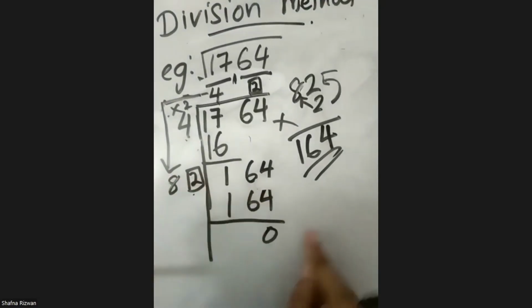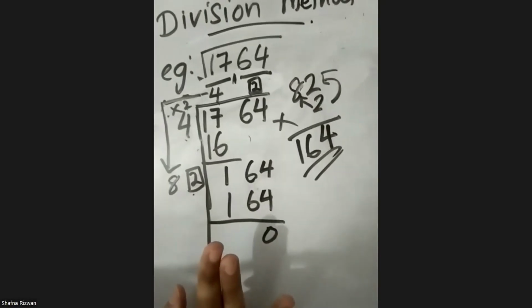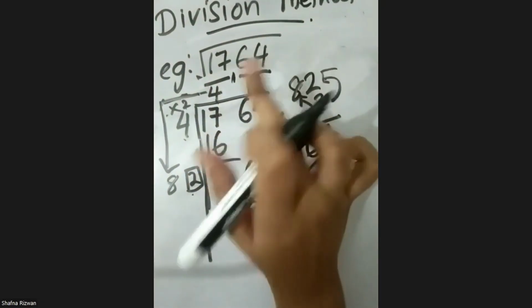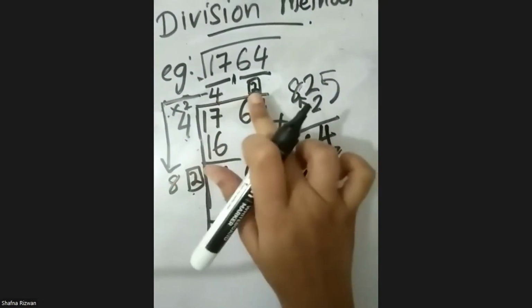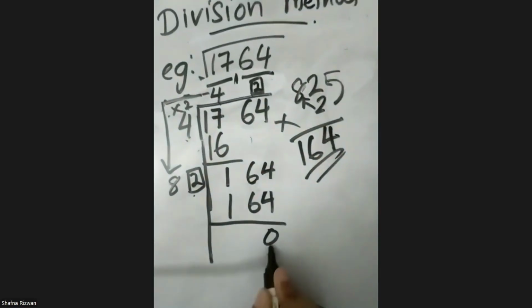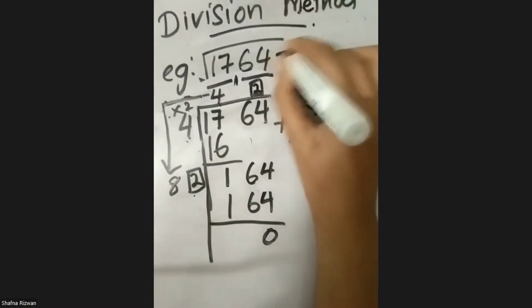Now you got the perfect square root of 1764 exactly here. How much is it? That is 42. Here you divided it properly, that's why you got a remainder of 0. So here you can write equal.